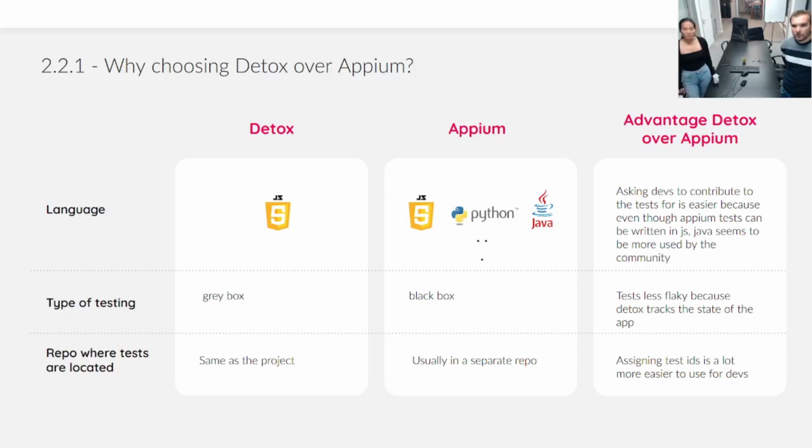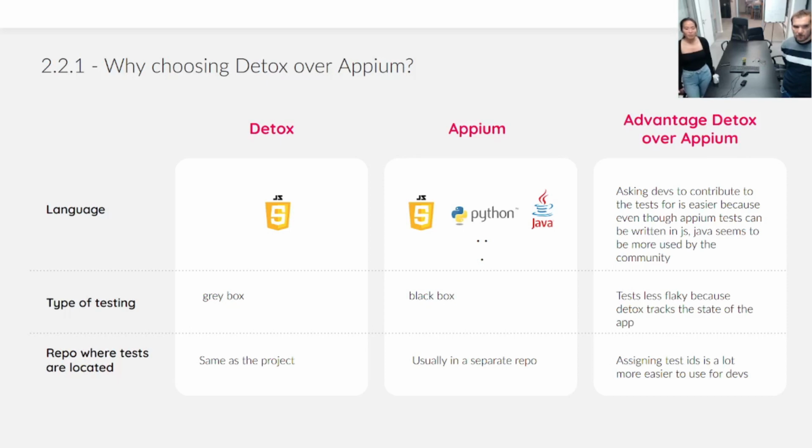Detox and Appium have two different approaches for testing. Detox is a gray box one, as explained earlier by Thomas. It can monitor the state of the application from the inside, which is a big difference compared to Appium, which is a black box testing framework and doesn't know anything about the application from the inside. So we see that tests tend to be less flaky with Detox.